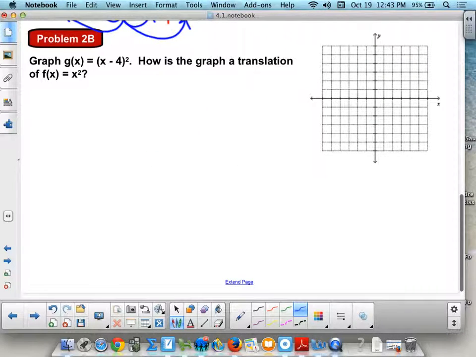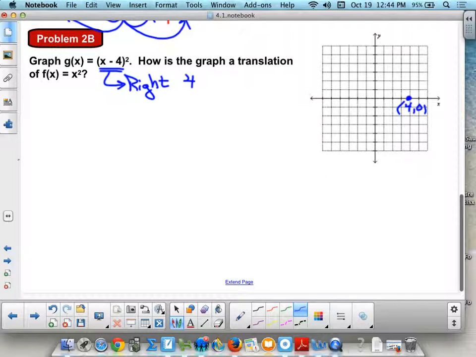Okay, how about this one? Graph g of x equals x minus 4 squared. How is the graph a translation of the parent? Right. This one is what? 4 units. So where would the parent go? The 0, 0 vertex would go where? Right 4 and become what? 4, 0, right? Okay, so the parent slid right 4. And that's all the parent did.